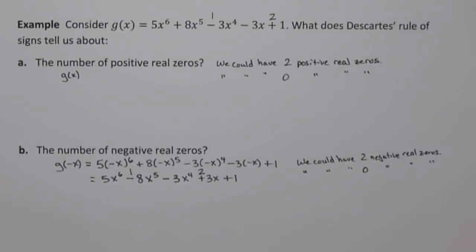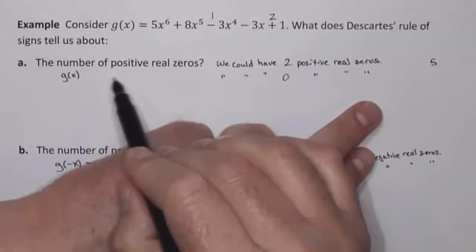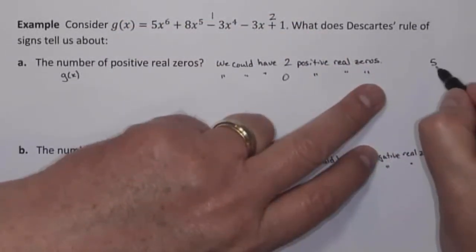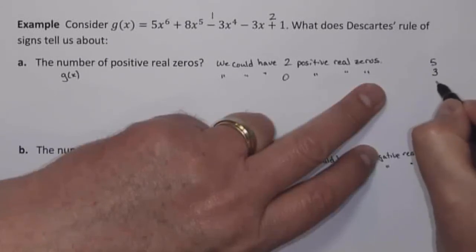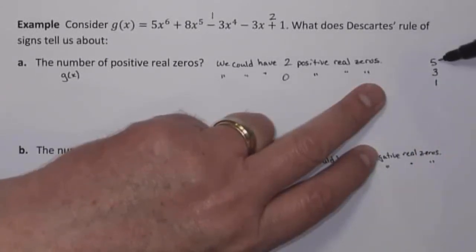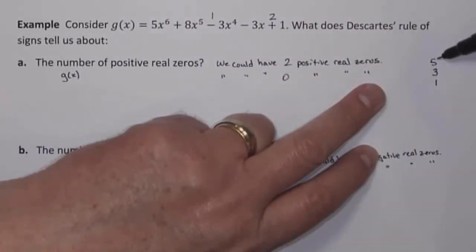Okay? Now, just to make sure that we're clear on this, suppose that we ended up with 5 variations in signs. Now, we're done with this particular problem. But if we had had 5 variations in signs, and let's say that was for the positive real zeros, then we could have had 5 positive real zeros, or 5 reduced by an even number. So 5 minus 2 would be 3. 3 minus 2 would be 1. So if we had gotten 5 variations in sign on, say, g of x, then we could have had 5 positive zeros, 3 positive zeros, or 1 positive zero. It would have to be one of those, okay?